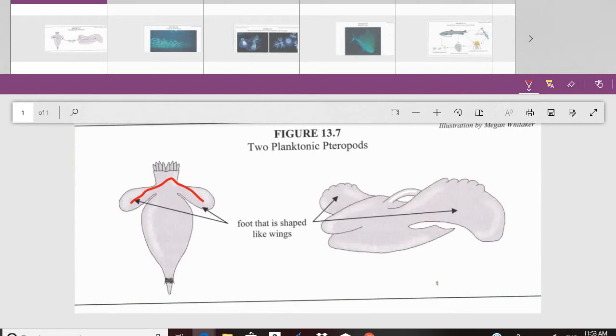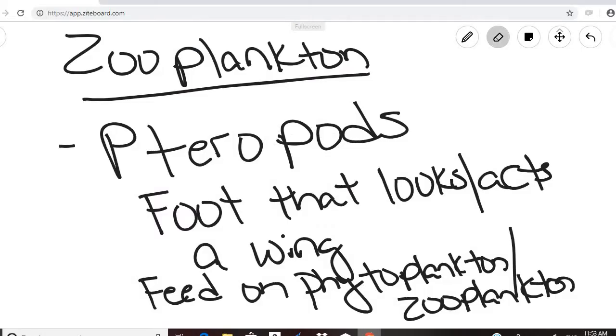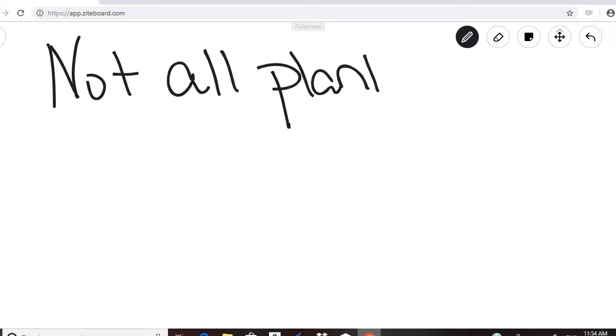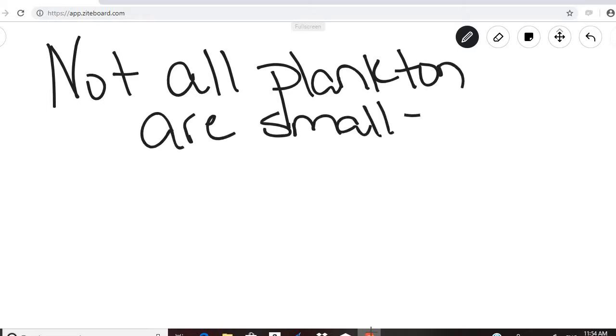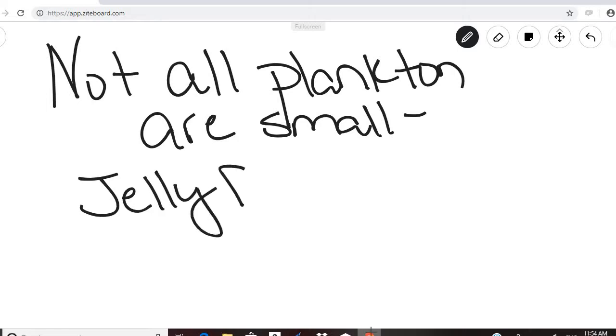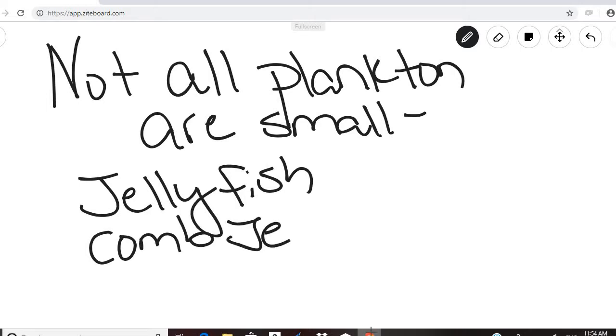Now, keep in mind that not all plankton are small. Let me just emphasize that we've talked here about very small plankton, but not all plankton are small. Remember, planktonic just means that they don't have a means of swimming against the current. They just are moved along with the current. So jellyfish is an example of a large plankton. We talked about comb jellies. They are large. A Portuguese man of war.